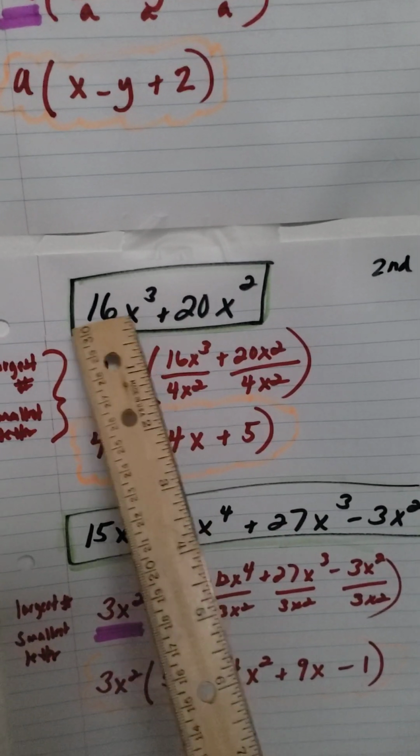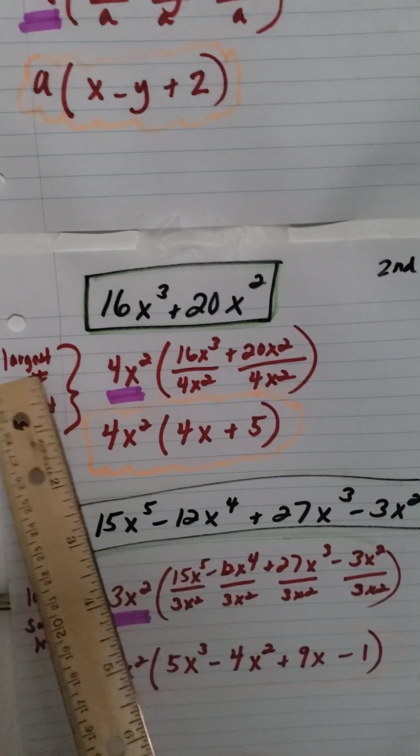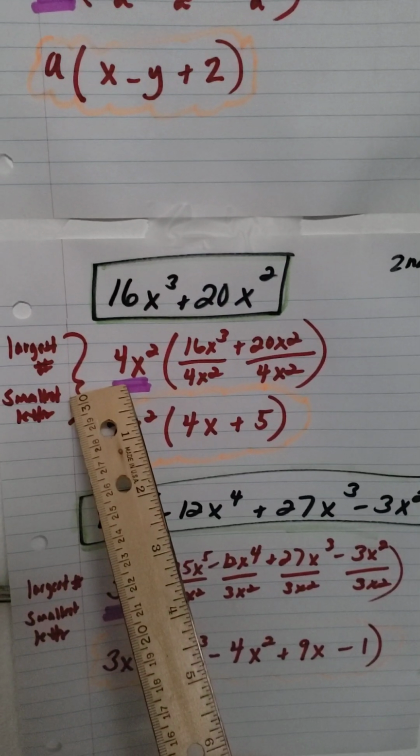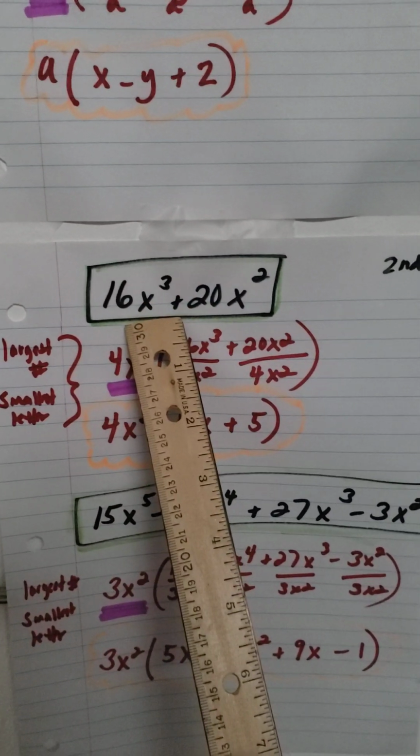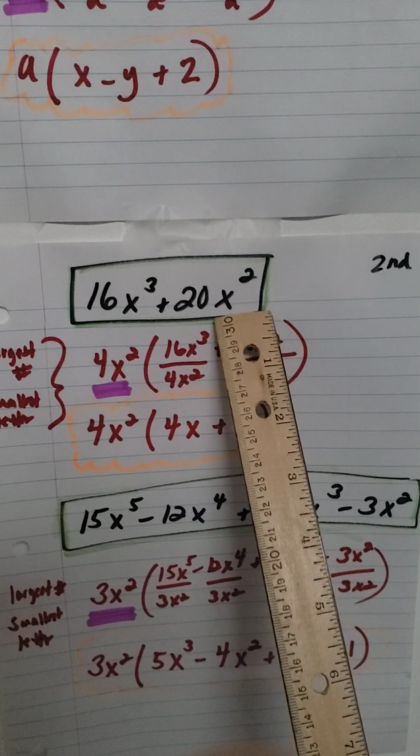Now look, for the numbers 16 and 20, I could do 2. But it's not the largest, and that's what you're looking for. You're looking for the largest number. The largest number is a 4. And notice how they both have a letter x. This has 3 of them, x cubed. This has 2 of them, x squared.